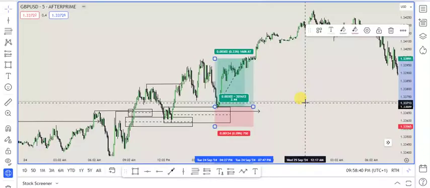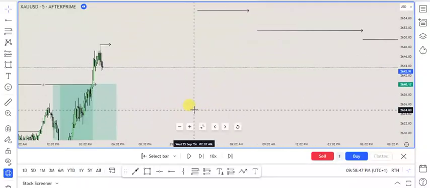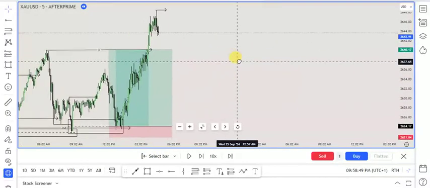Flag limit entry for GBP USD. Then I'll show you another flag limit entry for gold. Then we'll call it a day.